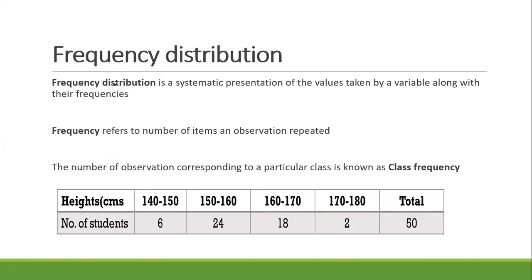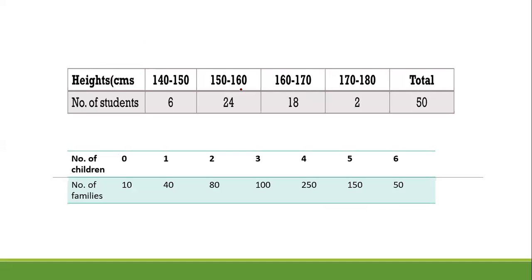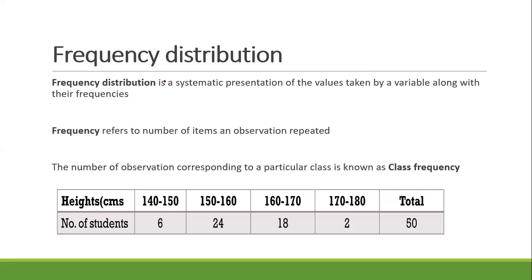Why did I say frequency distribution? Because you have segregated the values into different groups or classes: from 140 to 150, 6 students are there, 150 to 160, 24. So this is all about frequency distribution. What is frequency distribution? It is a systematic presentation of the values taken by the variable along with their frequencies.